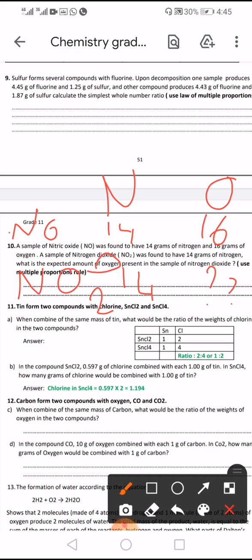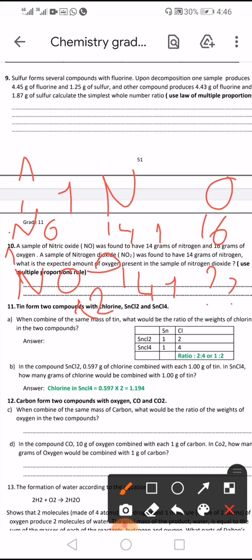Here we have two different compounds that contain the same elements, nitrogen and oxygen. The ratio of nitrogen in the two compounds will be 1 to 1. We have here 1 nitrogen and 1 nitrogen, so the ratio is 1 to 1. What about oxygen? In the first compound we have 1 oxygen, and in the second compound, nitrogen dioxide, how many oxygen do we have?